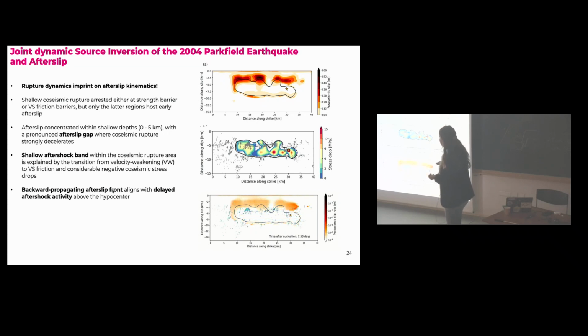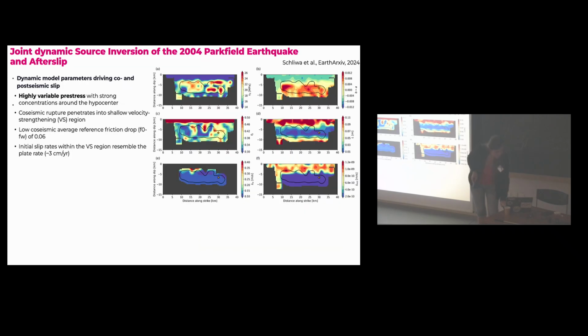So for example, there is, let me see, this backward propagating after-slip front that you see here. This is a part of the model which is not super well constrained, but it does align with delayed aftershock activity, so we have some confidence in leaving this in the model. We also have a pronounced after-slip gap, where co-seismic rupture strongly decelerated, so this is around here. So there seems to be a barrier that is visible for both co-seismic and after-slip.